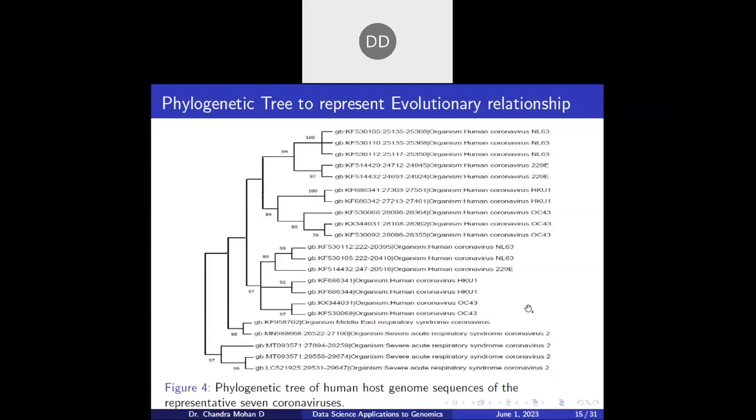These three: SARS-CoV, MERS-CoV, and SARS-CoV-2. SARS means severe acute respiratory syndrome coronavirus. These three are zoonotic coronaviruses. What we can say is that they will not directly affect humans; through animals they will affect humans. That's why we call them zoonotic coronaviruses.